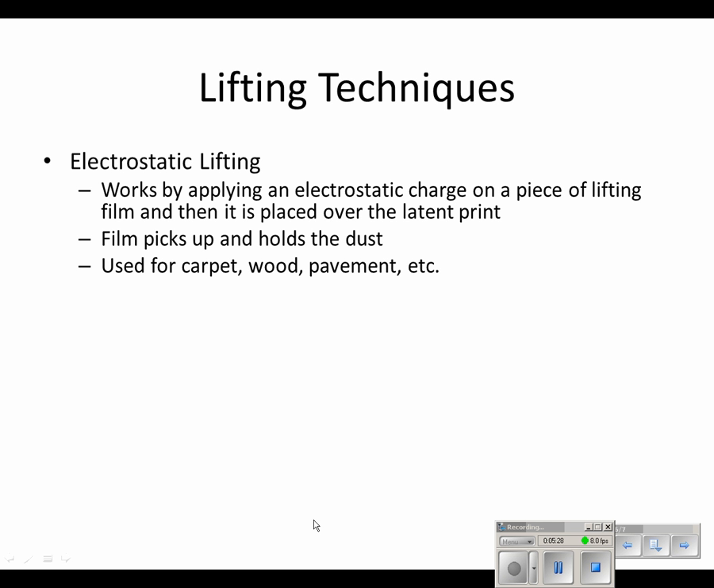Now, to lift, there's a couple of different techniques. There's a phenomenon of why these impressions are formed, and part of that is because there's static charges created, and you're deforming the surface that you're walking on. And then, of course, we can exchange materials between the shoe and the surface. But electrostatic lifting works by applying an electrostatic charge on a piece of lifting film, and then you take that film and put it over the print. And what happens is, just like you were to rub a balloon against your head and it's staticky, the film has that static charge now, and it's actually going to pick up and hold the dust in the same place that it was on the surface. We would use that for carpet, wood, or pavement.